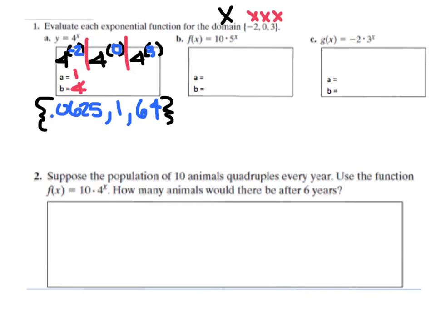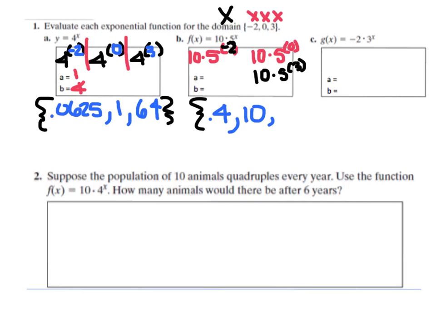Next one, same idea. So let's go ahead and break those down. I have 10 times 5 raised to the exponent of -2. So let's see what we get there. And I notice that we get 0.4. Now I'm going to do the next one. When I have 10 times 5 raised to the 0 power, well, I know 5 raised to the 0 power is 1, so 10 times 1 is 10. And then finally, the last situation would be 10 times 5 raised to the 3rd power, and that is 1250. Oops. Close out the bracket because that's my range. Alright, a is 10, b is 5.